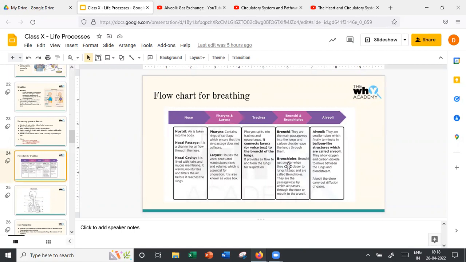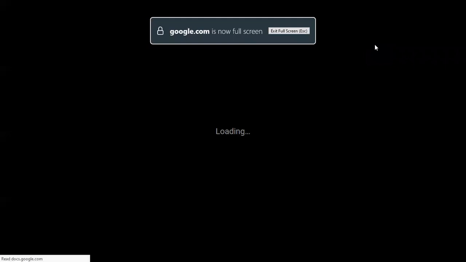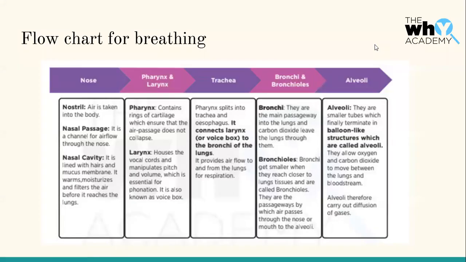Yeah. In the trachea, it provides airflow to the... So I didn't understand that part. Okay, one second, I'll explain it to you. Right. So the trachea is basically like this, this is the tube. Then it becomes smaller and smaller, and it finally ends with alveoli. So trachea, then this is bronchi, this is bronchioles, and finally you have your alveoli.